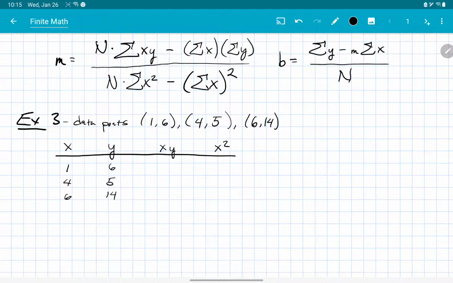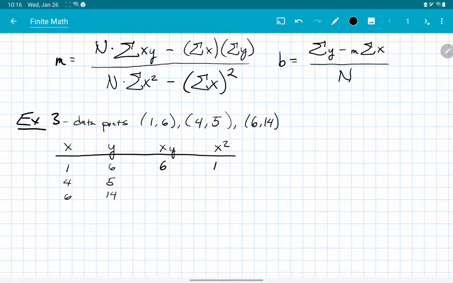Okay, over here, this X times Y, I want to put X times Y for this row. 1 times 6 is 6. So the 6 goes in that entry there. Now for the X squared column, I want to square my X coordinate. My X coordinate is 1. 1 squared is 1.